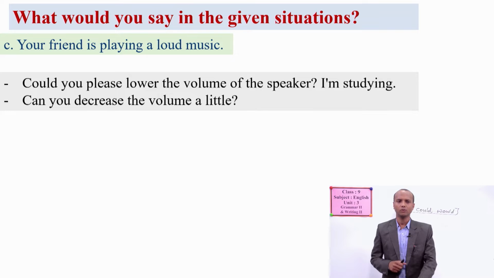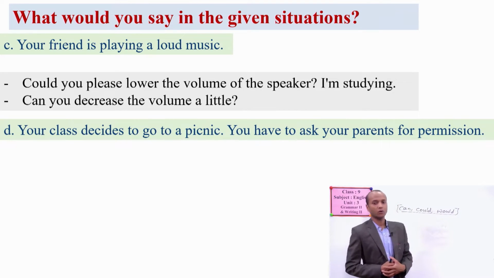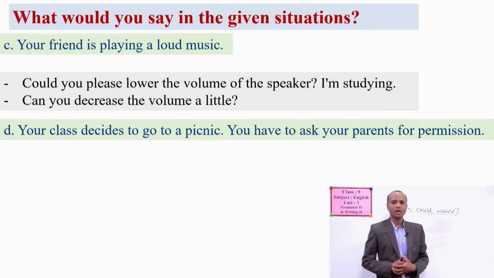Let's see the next situation. Number D. Your class decides to go to a picnic. You have to ask your parents for permission. So, you have to talk to your mother or father for permission. What would you say?